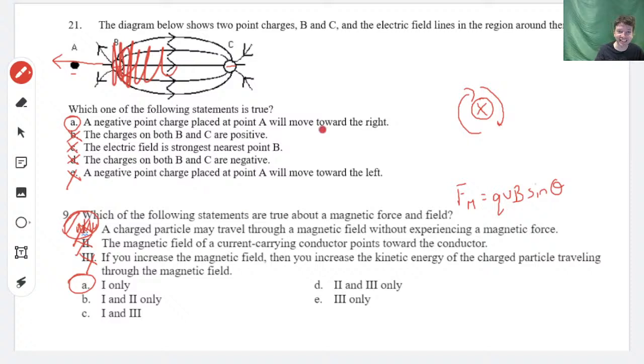That's a really good question. Any questions with either of those two?